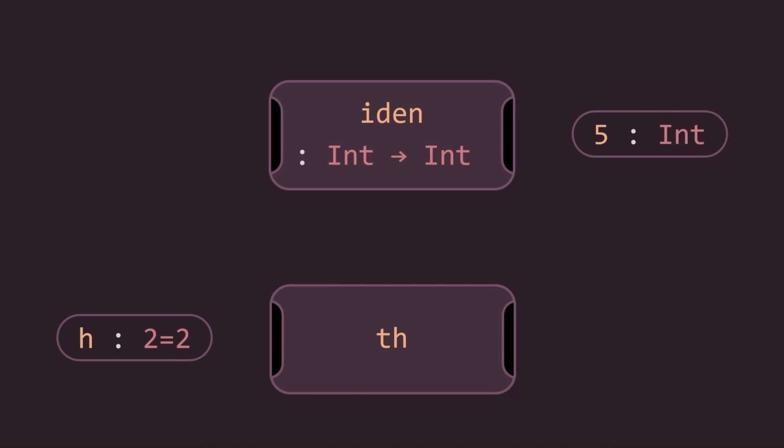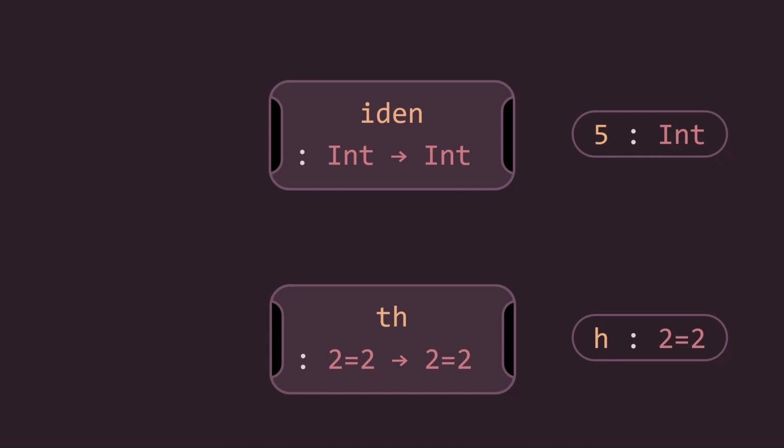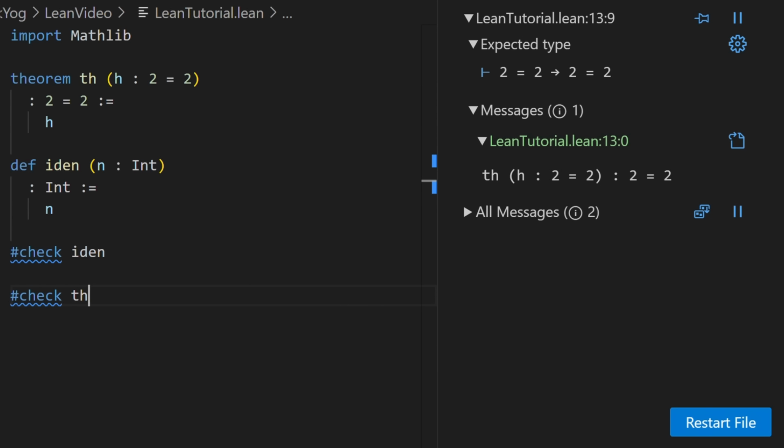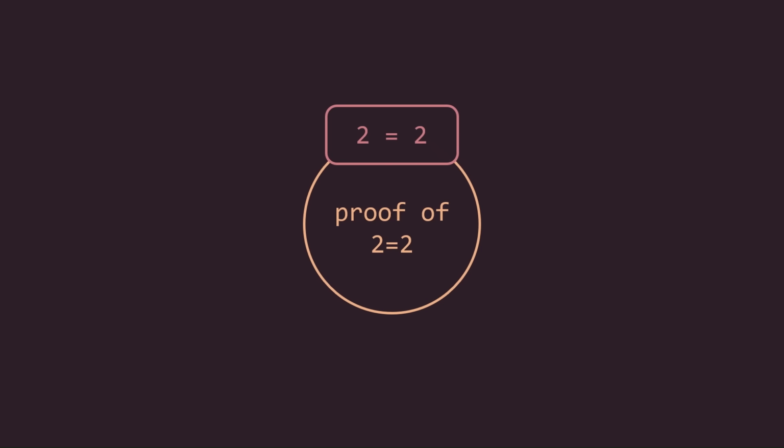Similarly, when th is given a proof of 2 = 2, it gives back the same proof, making its type 2 = 2 to 2 = 2. Check th to see this in the info view as well. Since int is a type with 5 as a term, 2 = 2 is also a type with its proof as a term. And that's the big idea.